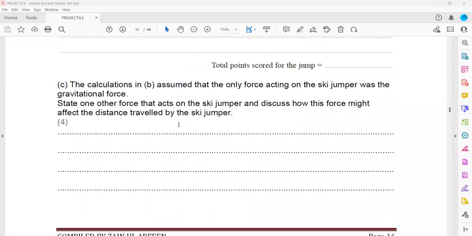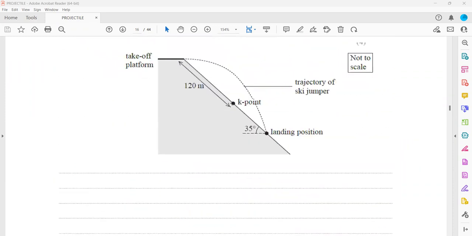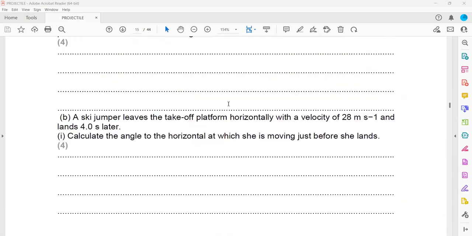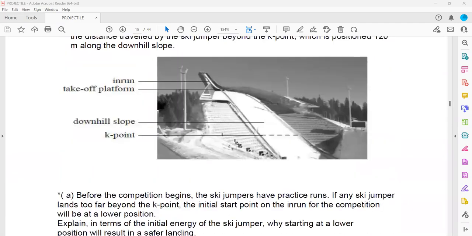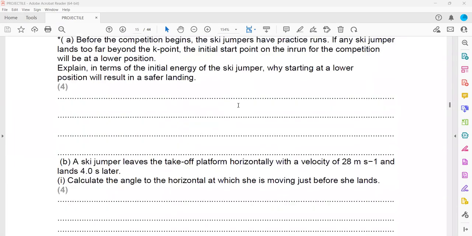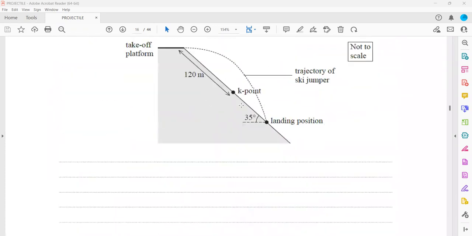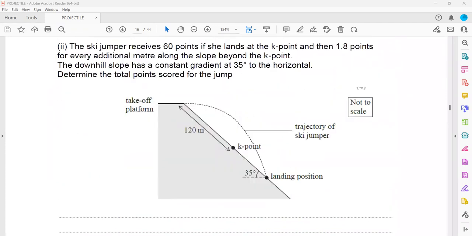Then the next question, calculation. The calculation in B assumed the only force acting on the ski jumper was gravitational force. Suggest one other force that acts on the ski jumper and discuss how this force might affect the distance traveled by the ski jumper. So we assumed that only the gravitational force, or the weight of the ski jumper, is there, that's the only force. But in reality, it's not the only force. In reality, there will be air resistance as well, practically.